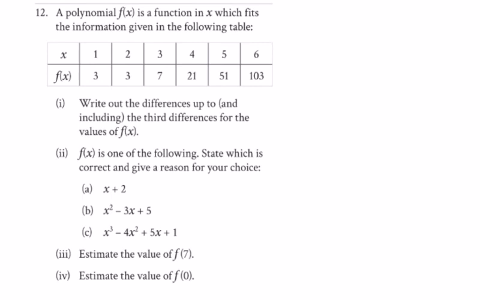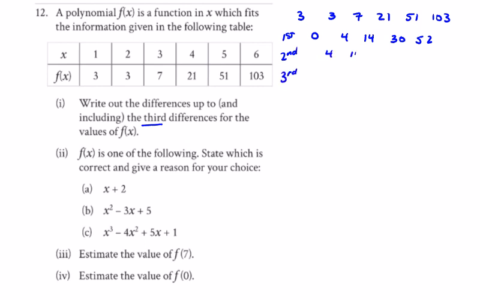Then we're given question 12, a polynomial f of x, a function of x, which fits the information given in the following table. Write out the differences up into the third differences, so it looks like we're dealing with a cubic again. So I'll just write them out here, 3, 3, 7, 21, 51, and 103. So 0, 4, 14, 30, and 52. First difference. The second and the third.